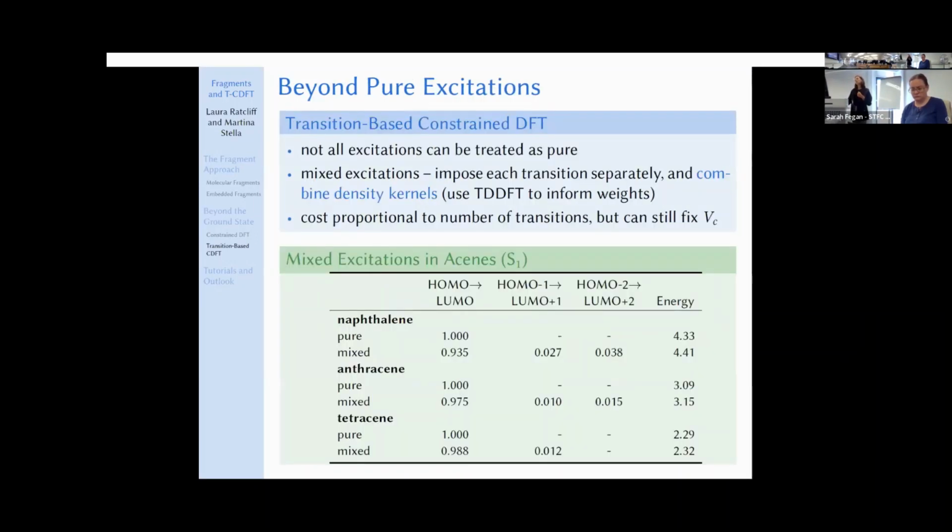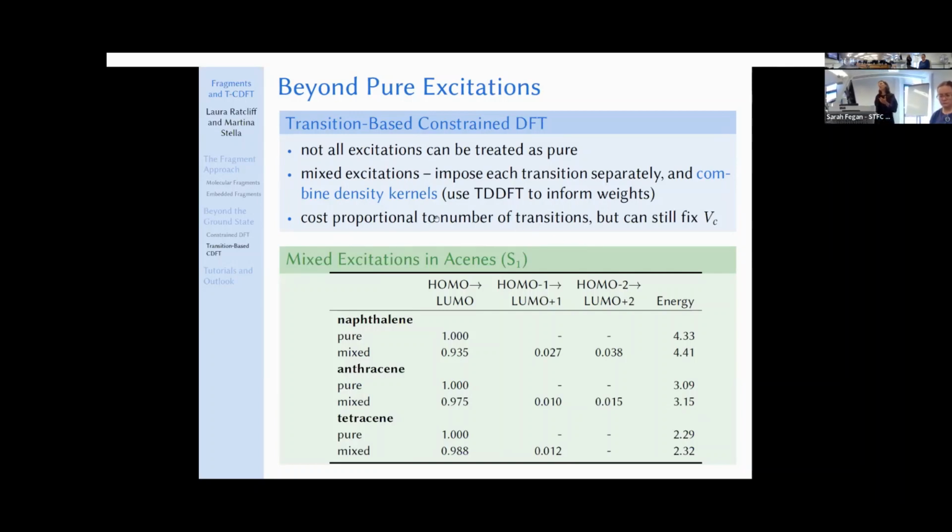However, not all excitations can be treated as pure, meaning that considering an excitation as only given by a HOMO-LUMO transition can sometimes be a simplification. There are cases where higher orbitals like LUMO+1 or LUMO+2, or lower orbitals in the occupied space like HOMO-1 and HOMO-2, can be involved in the transition. So we wondered whether we needed to introduce these mixed excitation descriptions in order to have a more accurate description of the overall excitations.